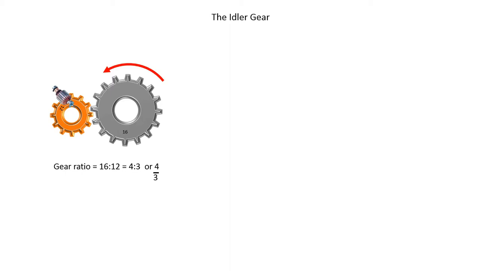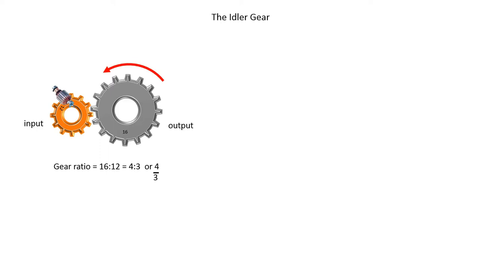gear. Recall also that the larger driven gear means that this is a gearing down system, which means the driven gear is moving more slowly than the driver. This is also called gear reduction. The driver is also called the input, and the driven the output.